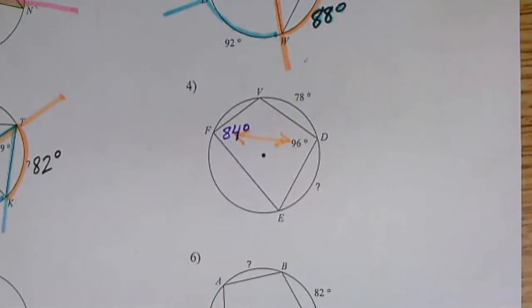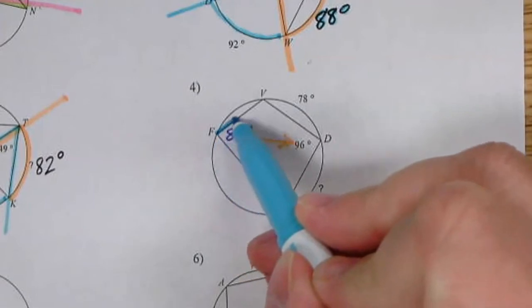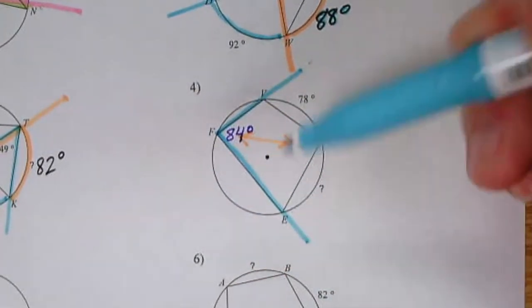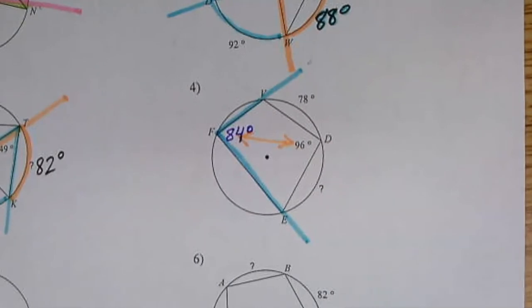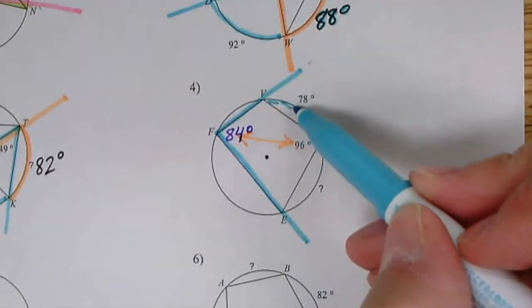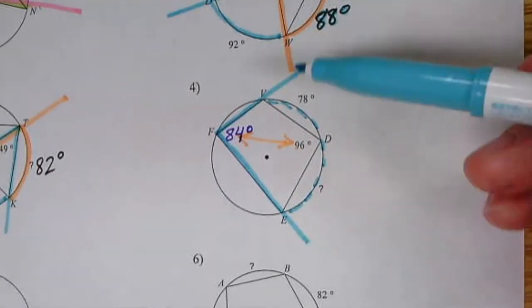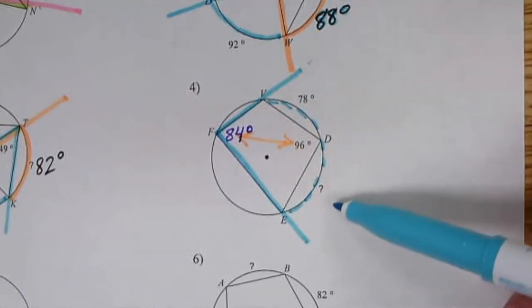Okay, well, let's see how that helps me. That angle is 84. Let's trace it just to see where that angle goes. Here's one side. Here's the other side. Well, the intercepted arc for that angle is all of this part right here, all the way across here. We know part of that is 78, and the other part of that is the part we're trying to find.